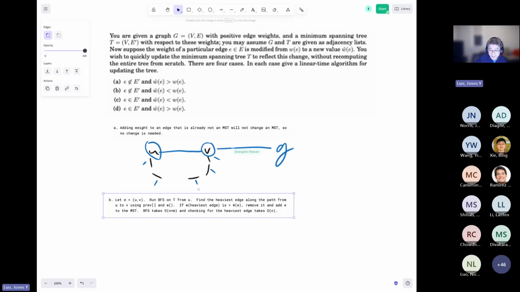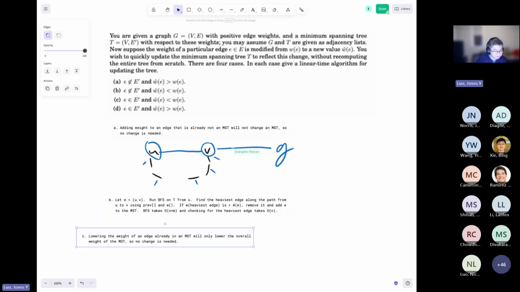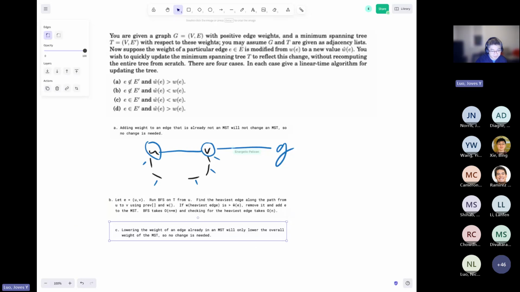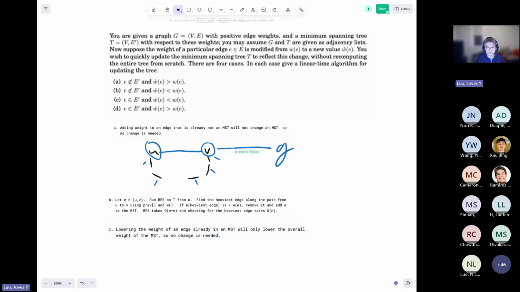Yep. And once again, I do nothing, because if it's already part of my MST, all it did was lower my overall MST. It doesn't change the fact that it's part of my own MST, right? We just don't have to do anything. Exactly. Good job. All right.